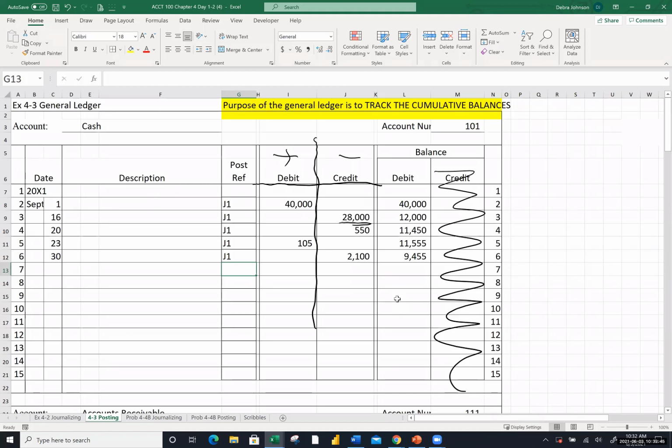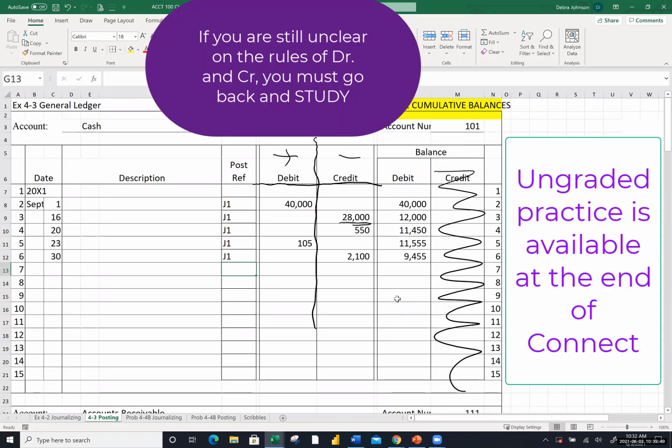How do you do that? You go to the ungraded practice at the very end of Connect, pick out a couple problems from chapters 2 and 3 if you're still weak, and remedy that weakness before you move on, because you can't move on. Trust me. If you don't learn how to walk, then you will never be able to run. We just finished walking in the first 3 chapters. Now we're starting to run. We have to have the first set of skills mastered before we move on.